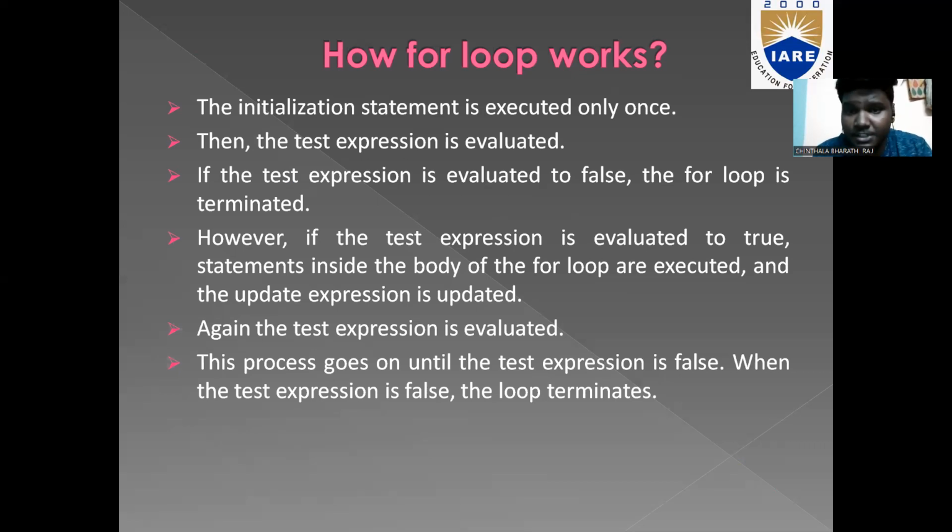However, if the test expression is evaluated to true, the statements inside the body of the for loop are executed and the update expression is updated. Again, the test expression is evaluated. If the condition is satisfied, then it enters the body, and this repeats until the test expression is false. The process goes on until the test expression is false. When the test expression is false, the loop terminates.